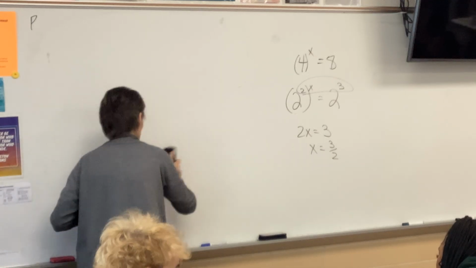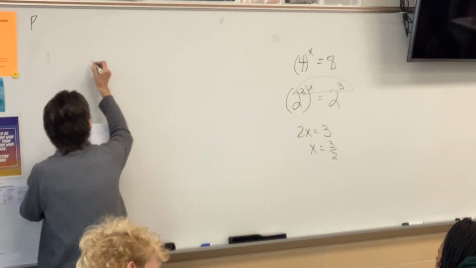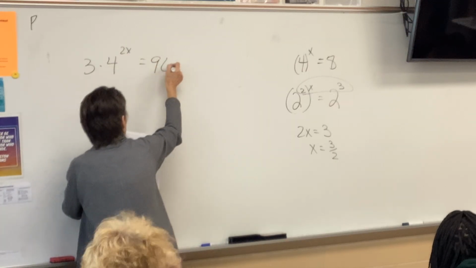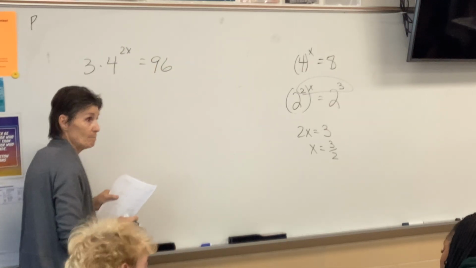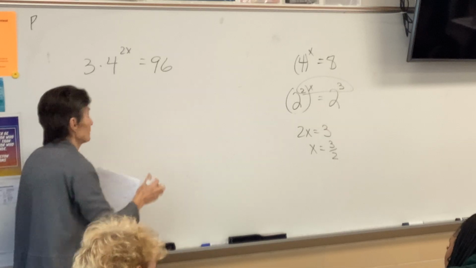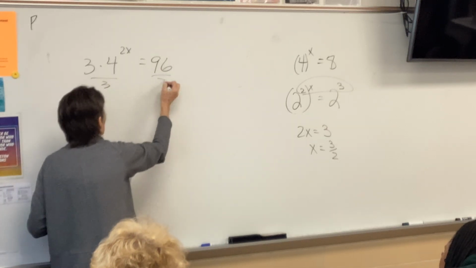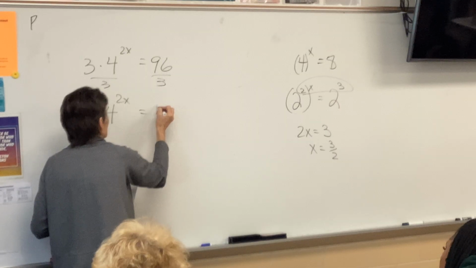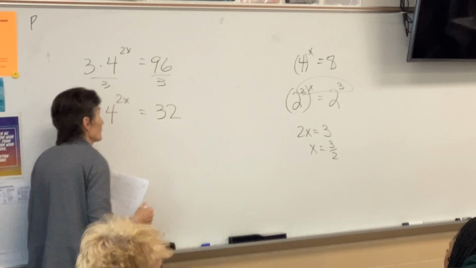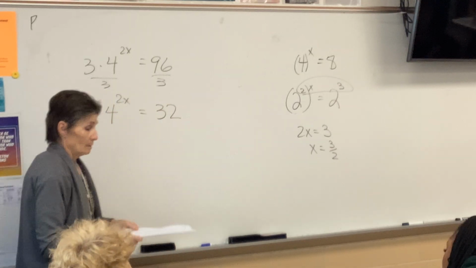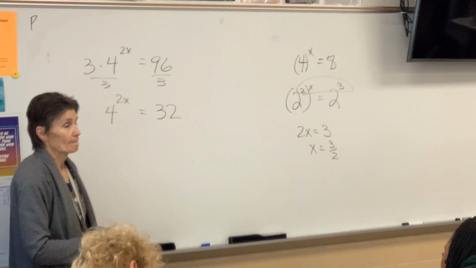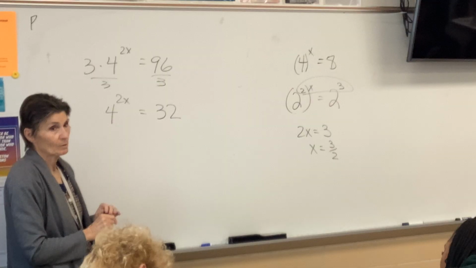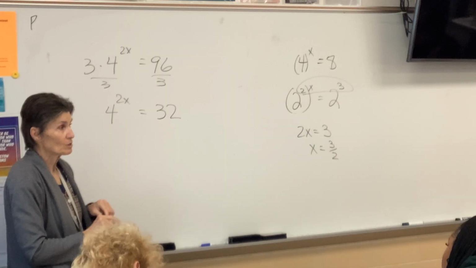What do you think we'll do first to solve this? Divide by 3. So 4 to the 2x equals 32. Thirty-two is a special number. Does anybody know why 32 is special?